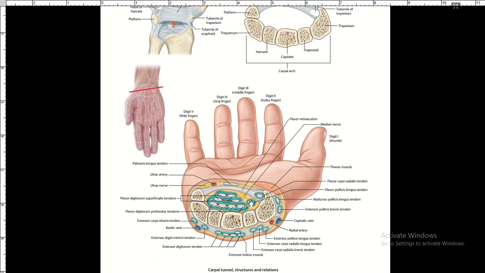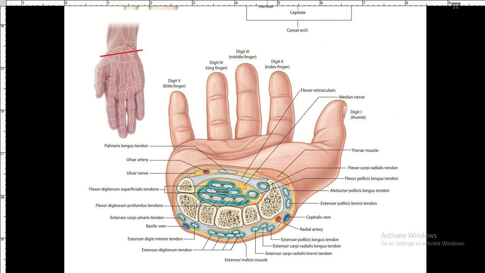So a retinaculum is just a tissue, a fiber, that is going to be converting the concavity of the carpus into a tunnel. The carpus, the arrangement of these bones, becomes concave anteriorly. So we're going to have a retinaculum, which is called the flexor retinaculum, that is going to convert the concavity into a tunnel, right?